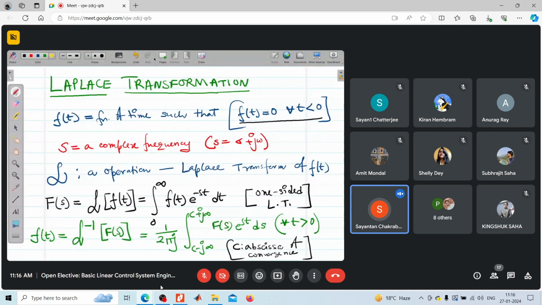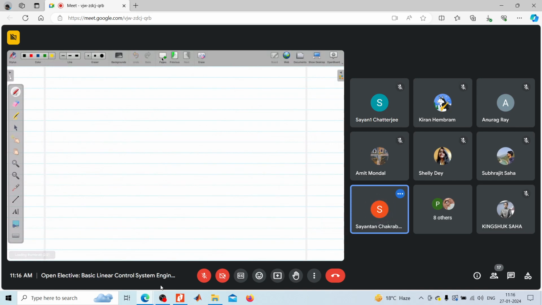definition of Laplace transform, and now we'll see how we can use this technique to obtain the Laplace transform of different common functions, right? Let's quickly recap those.